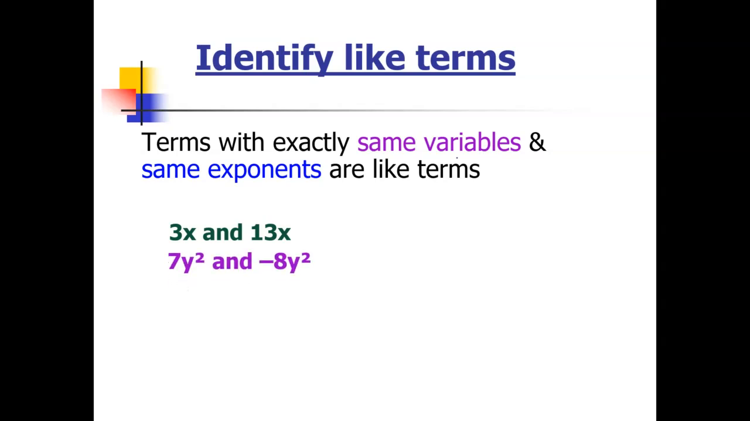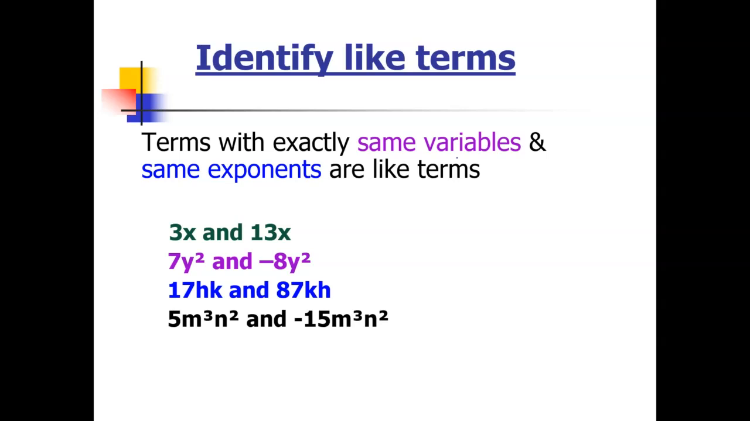7y squared and negative 8y squared. y squared and y squared. Exponent and variable are both the same. These are like. 17hk and 87kh. 17 and 87 are numerical coefficients. hk and kh, the letters are the same. Now keep in mind, as long as the letters and powers are the same, they can be in any order of your choice. They still will be considered like.